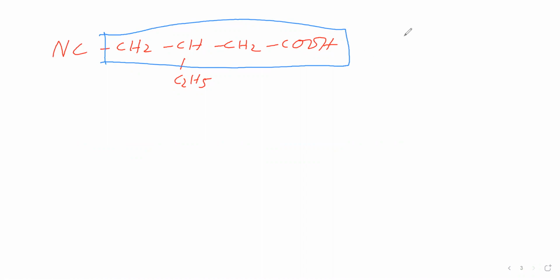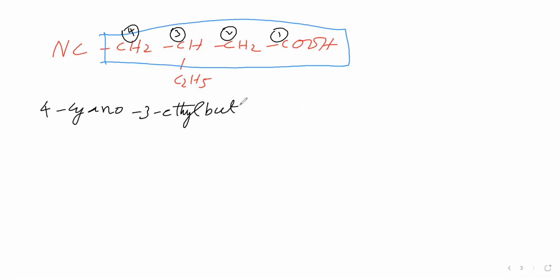Okay. So we will give the numbering now. It is number 1, 2, 3, 4. So the ethyl group is present at the third carbon, the cyano group is present at the fourth carbon. Therefore, we can say 4-cyano, 3-ethyl. Then the parent chain contains 4 carbon atoms. Therefore, but, we are saying 4 carbon atoms in the parent chain. Primary suffix is en. Secondary suffix is oic acid. Carboxylic acid means we can say oic acid. So the name of this compound is so and so.